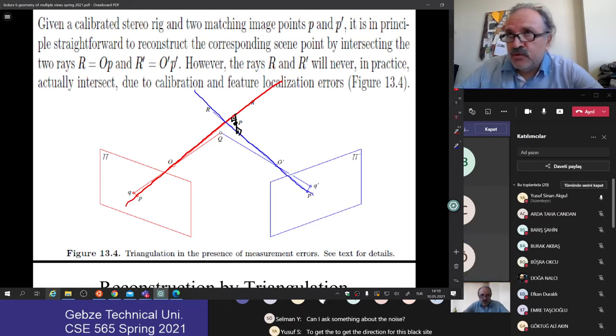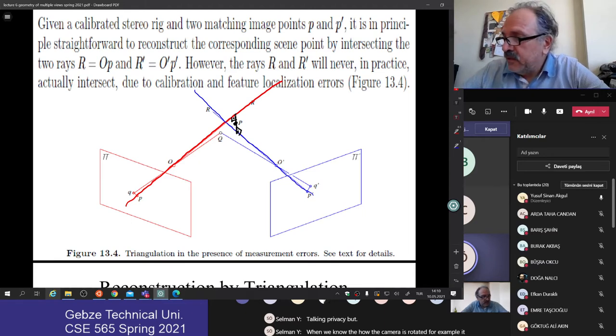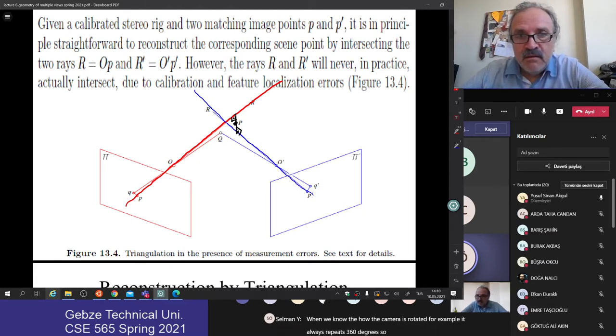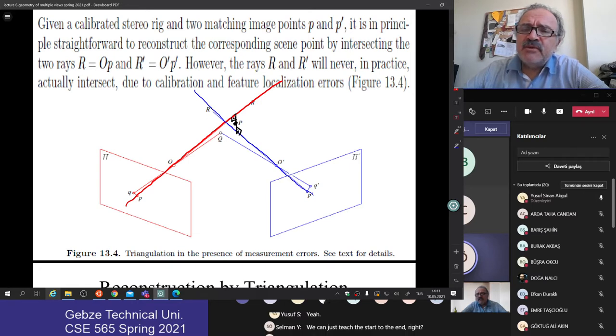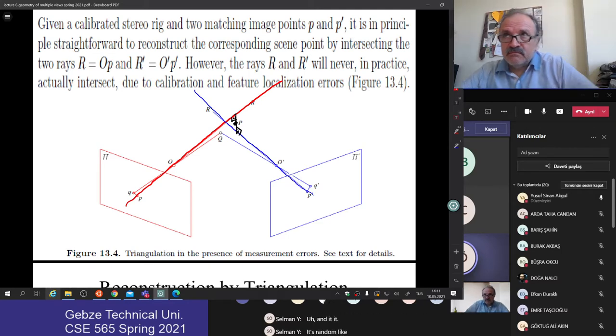Of course, you could ask a question. Oh, okay, you can hear me. I was talking previously, when we know how the camera is rotated, for example, it always rotates 360 degrees. Should we still need to find some descriptor values? Because we can just stitch the start to the end, right? Well, I don't understand what you're saying. Where did you get that number, 360 degrees? It's random, like a rotating camera, for example.